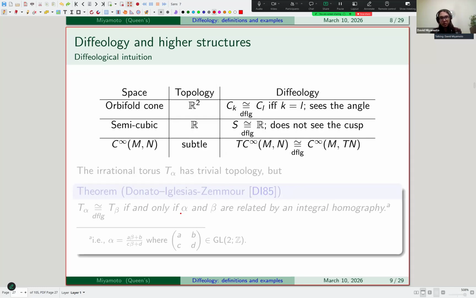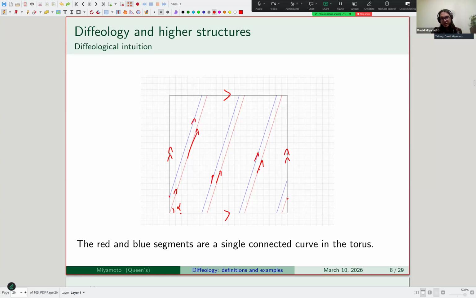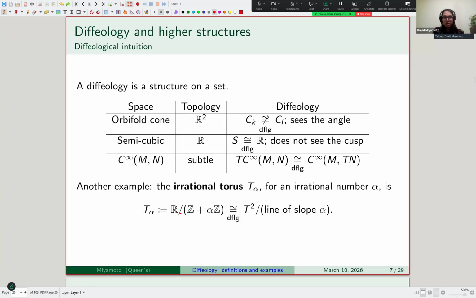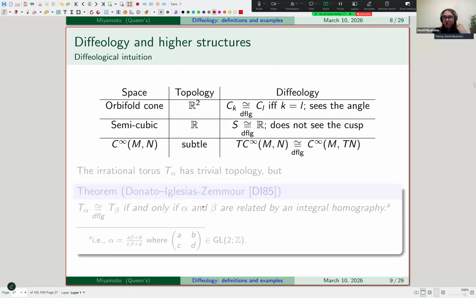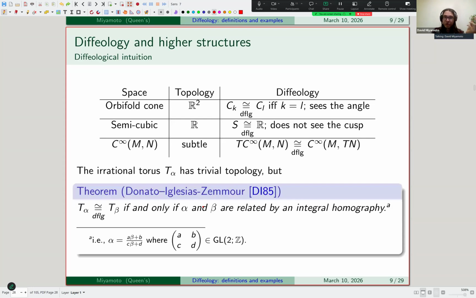Because a single leaf of the foliation, a single equivalence class of the relation, is already topologically dense in the torus, similarly, z plus alpha z is dense inside R for irrational alpha. The quotient space will have trivial topology. The only two open sets will be the whole thing and the empty set. And this doesn't matter what alpha is. As long as alpha is irrational, I always get trivial topology.